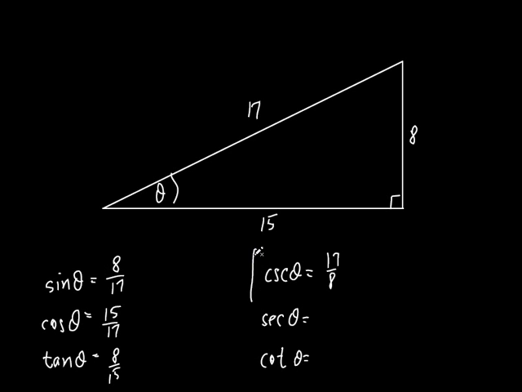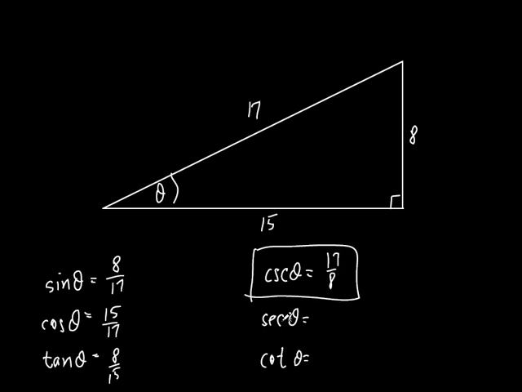What if it was just sitting there by itself and you had nothing around it? Well, what I would do is this. I would say, oh, the cosecant is the inverse of the sine. The sine is opposite over hypotenuse. So what's the inverse? Hypotenuse over opposite, so it's 17 over 8.